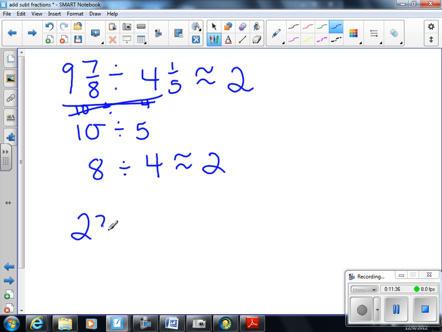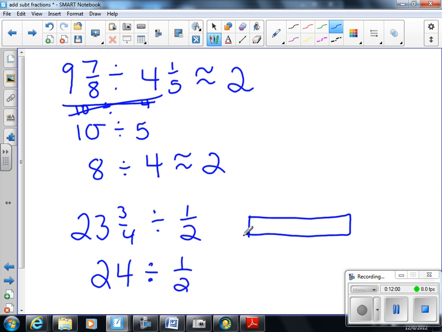Let's say that I had 23 3/4 divided by a half. Now, there's a couple things you need to look at here when we have a fraction in this area. This is going to be close to what? 24. Can I divide 24 into halves? When I do, what I'm saying is I have this big long sheet of paper and I have 24 little marks here. And I'm cutting them in halves. Now, how many little pieces do I have? 48. Okay, so this would be approximately then 48.